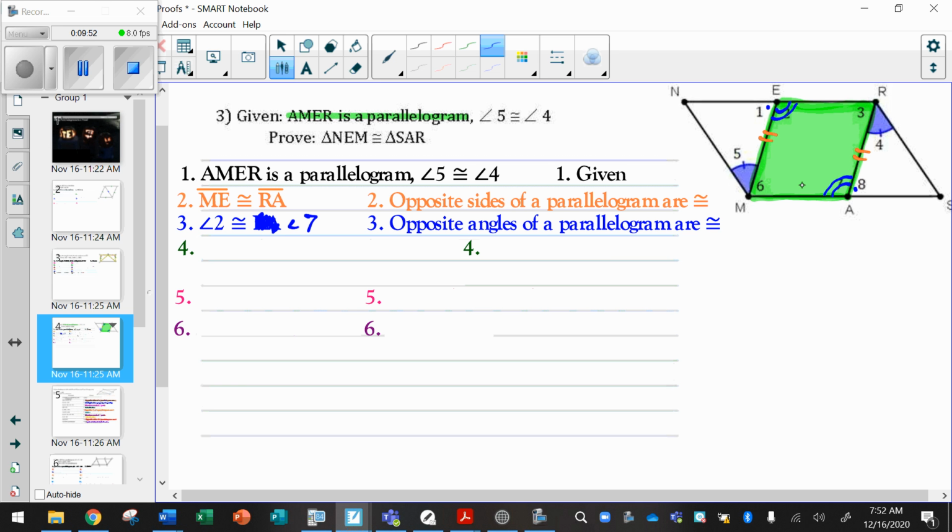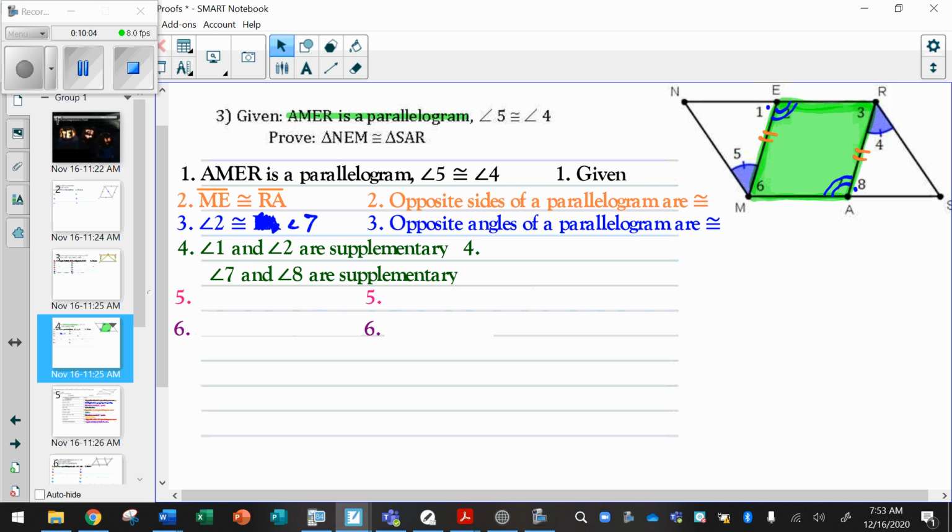If you did your linear pairs first, that's fine, that doesn't matter. But I need 1 and 2 to be linear pairs, which means they're supplementary, and 7 and 8 to be supplementary as well. The reason why they are supplementary is because linear pairs are supplementary. I mentioned that a couple times.